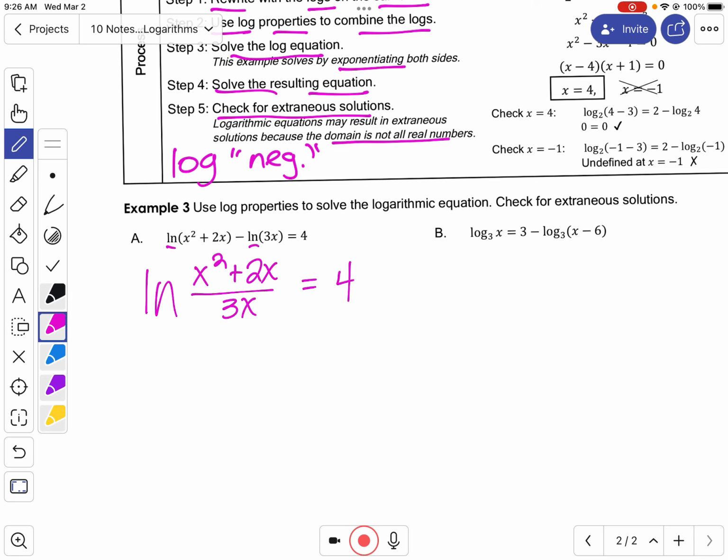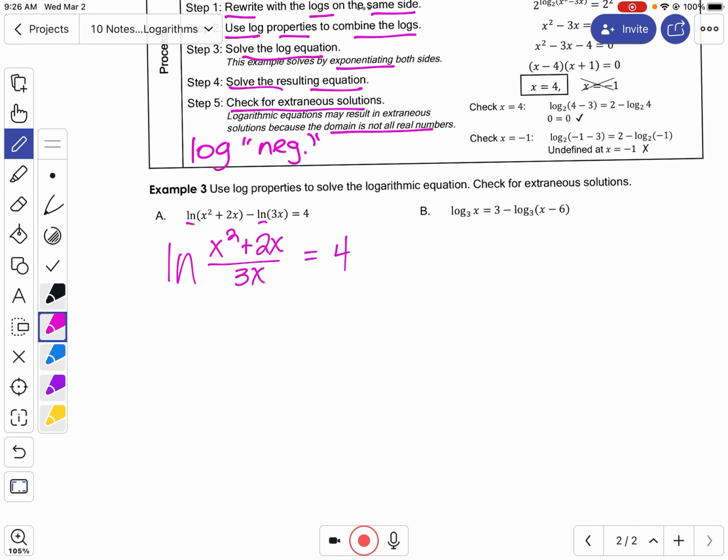So two ways of solving. You can either rewrite this as exponential, or you can go ahead and put a base on each side and make both of these exponents. So either way. Okay, so I'm just going to go ahead and put a base on each side. So notice the base of this logarithm is e. So I need to do e raised to the natural log of x squared plus 2x over 3x.